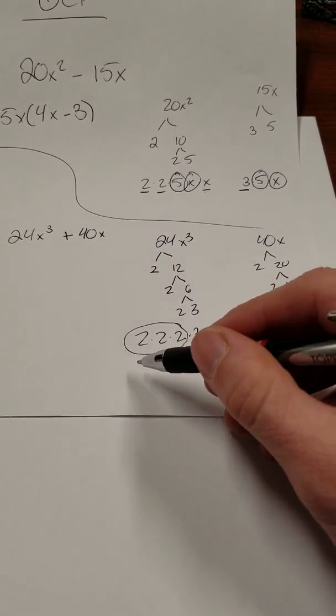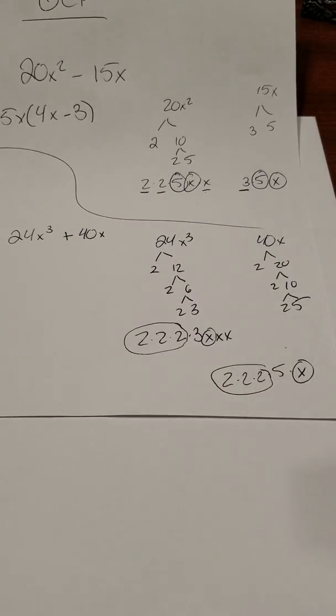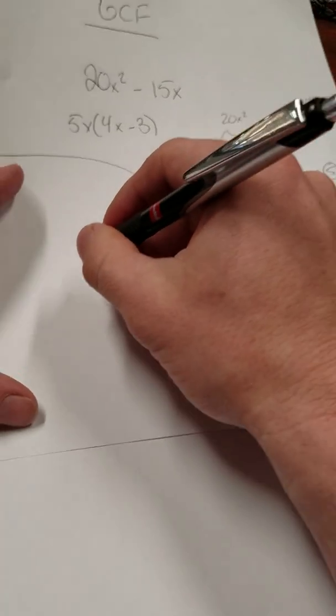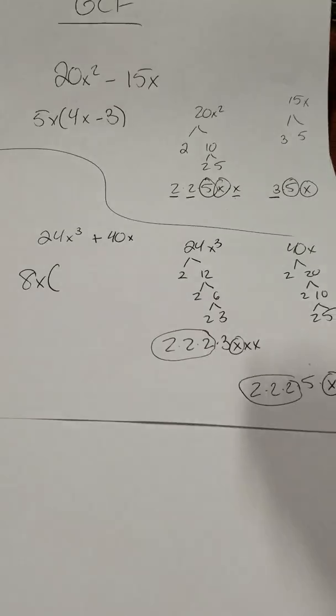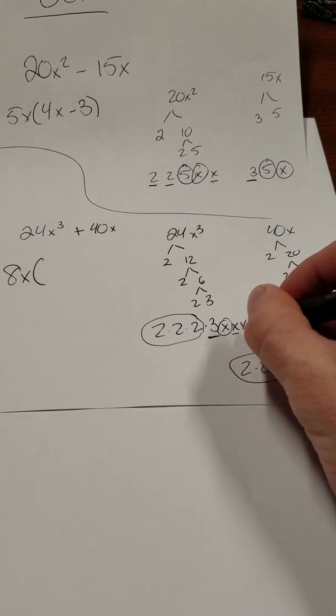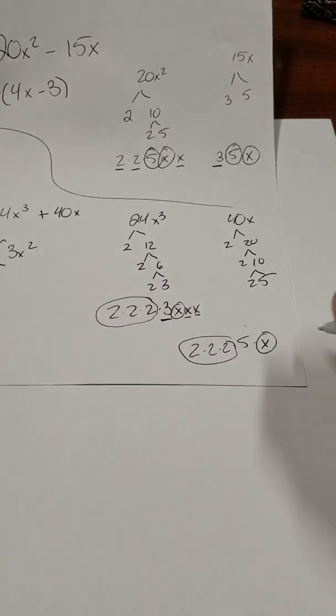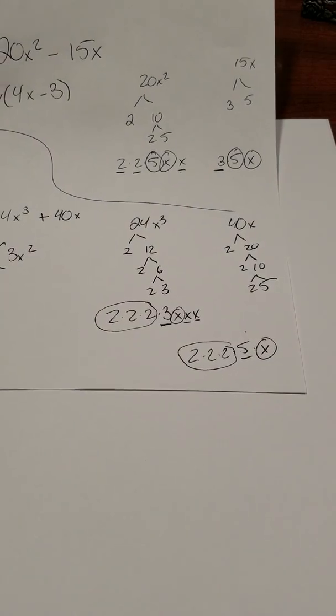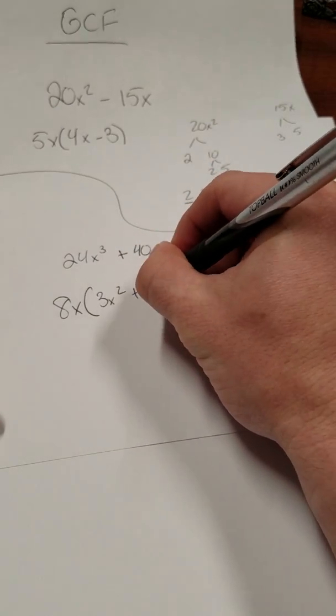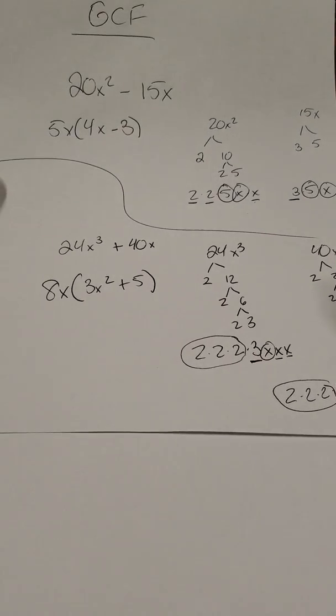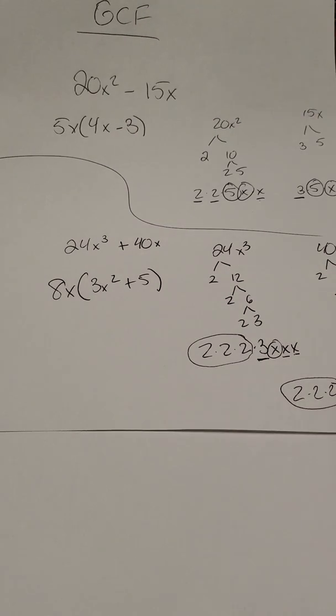So multiply the 2's together. 2 times 2 times 2 is 8 and x. So we're going to pull an 8x on the outside. Look what's left. A 3 and 2 x's. So that means 3x squared. A 5 is the only thing that's left, plus 5. That's prime factorization of that problem.